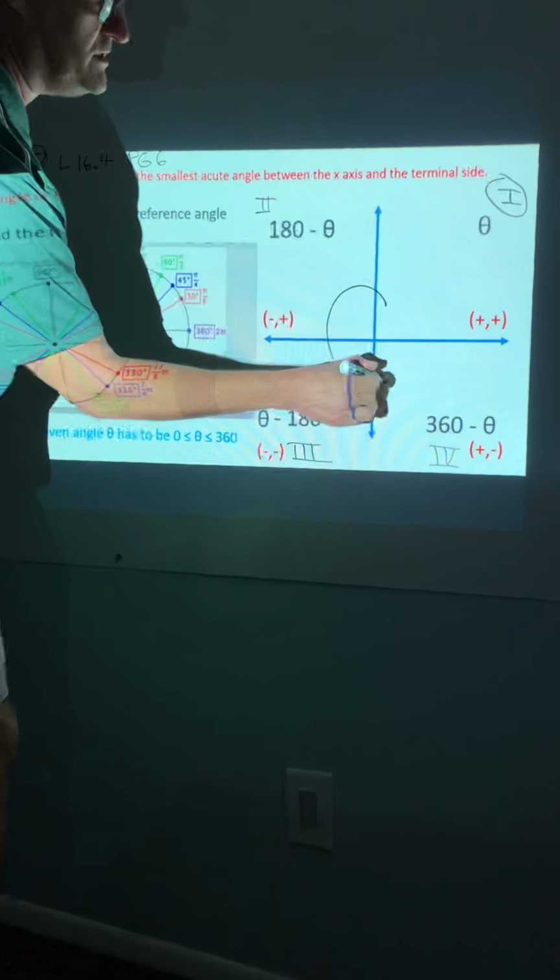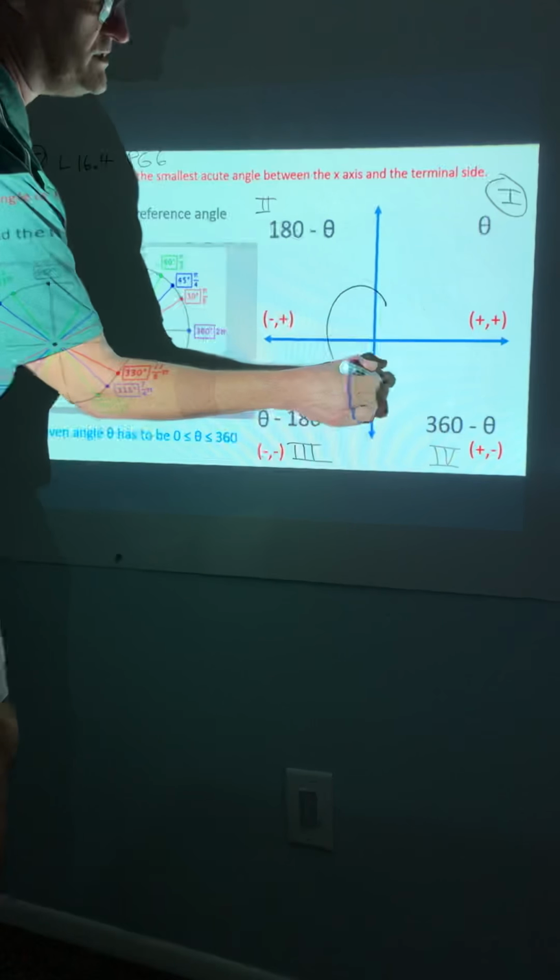See this 150? It refers back to 30. Look over here, 210 is in red. It refers back to 30. So we're gonna take all of these angles and use a formula to get the partner, if you will, the reference angle that takes you back to quadrant 1. It's extremely easy, but you just have to memorize these formulas.